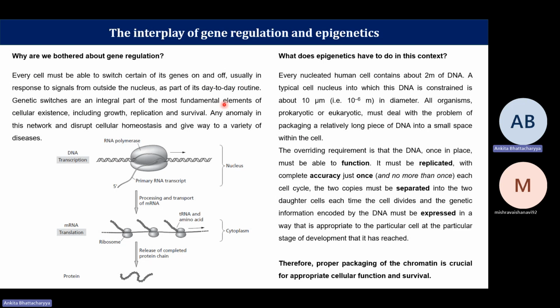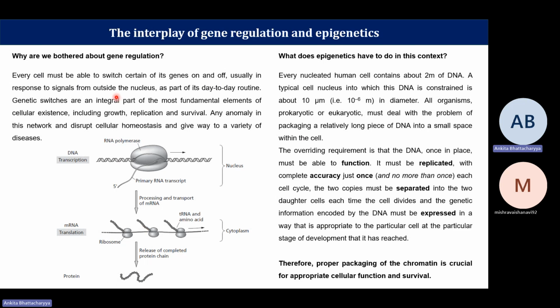Now, genetic switches are an integral part of most fundamental elements of cellular existence. Of course, that includes cell growth, cell replication, and cell survival. And any anomaly in this network and any disruption in cellular homeostasis gives rise to a variety of diseases. So, this again is just a quick recapitulation of what we already know. The dogma involves DNA, which undergoes transcription, translation, and finally the generation of protein.